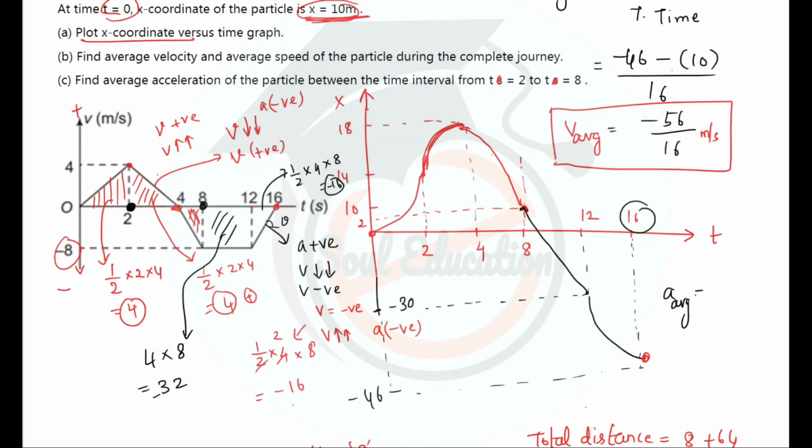Average acceleration is nothing but change in velocity upon change in time. Change in velocity means final velocity minus initial velocity. Final velocity எவ்வளவு? Minus 8. சரியா? 8 secondல what is the velocity? Minus 8 minus initial velocity at 2 second, which is plus 4, whole divided by total time, 6. Which is equal to minus 12 by 6, which is equal to minus 2 meter per second square.